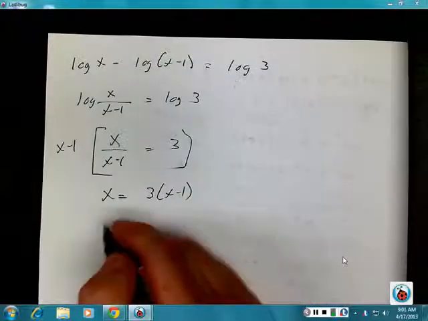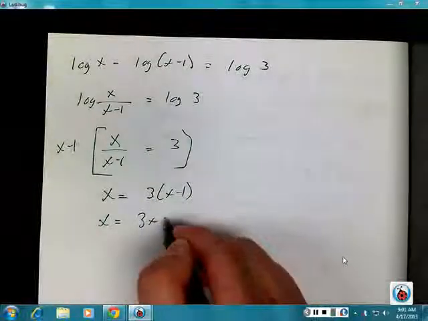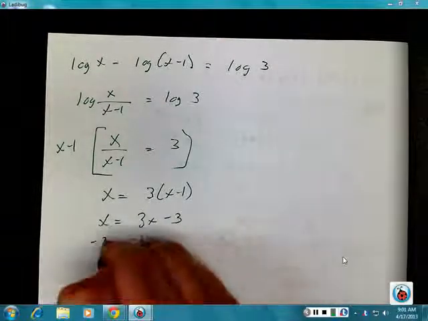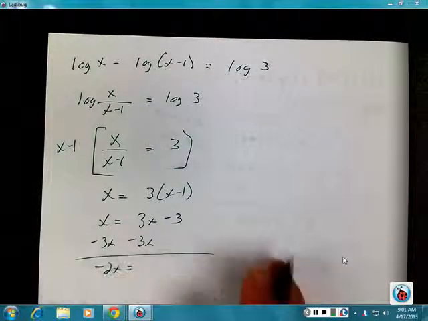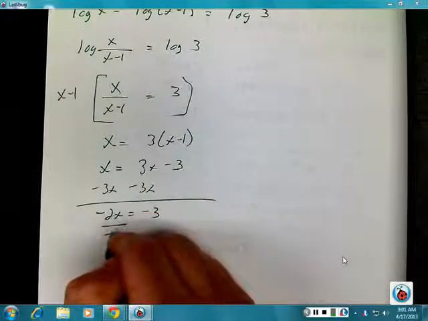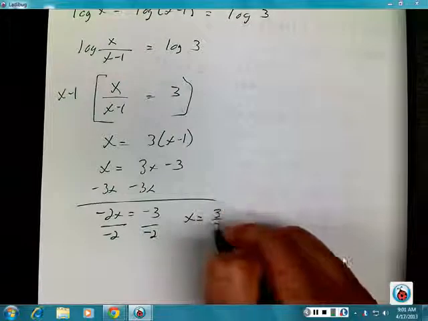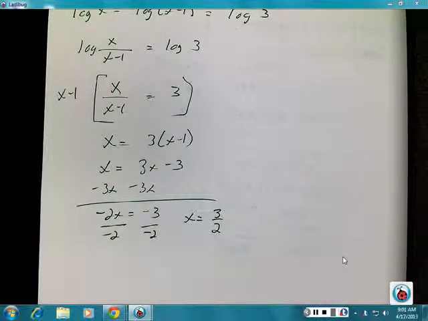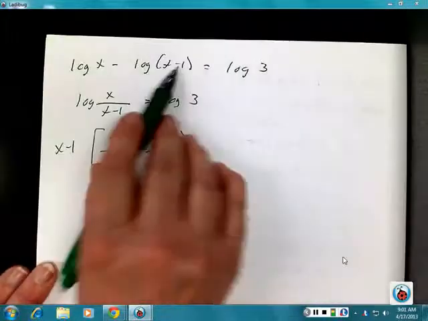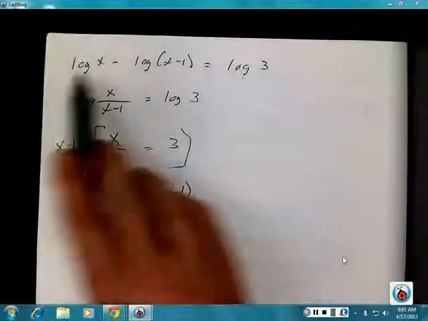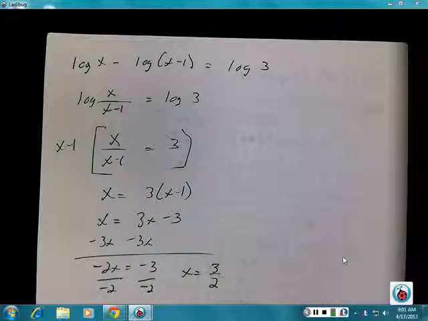So that gives me x is equal to 3x minus 3. Subtract 3x. Gives me negative 2x is equal to negative 3. Divide by negative 2, and we find x is equal to 3/2. So that would be my solution. Can I have 3/2? Yeah, because it's positive. It's not going to create a problem for me. It's larger than 0, so I'm safe with that one. Again, this one's different because it's got logs on both sides to work with.